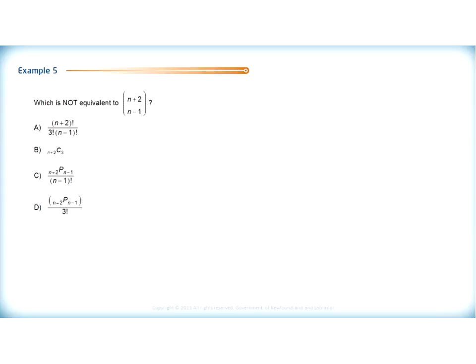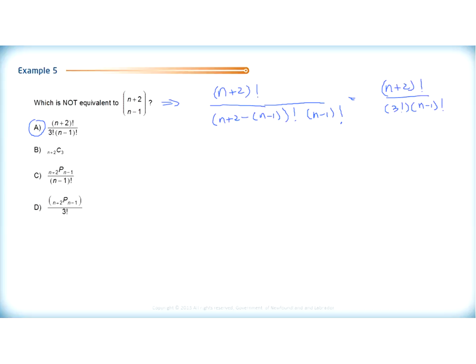Number 4, which of these is not equivalent? N plus 2, choose n subtract 1. Well, n plus 2, choose n subtract 1. Let's simplify it. That is n plus 2 factorial over n plus 2 subtract n subtract 1 factorial times n subtract 1 factorial. That becomes n plus 2 factorial over, I got n subtract n is 0, 2 plus 1 is 3, times n subtract 1 factorial. That's what that simplifies to. Clearly, A is a suitable answer.